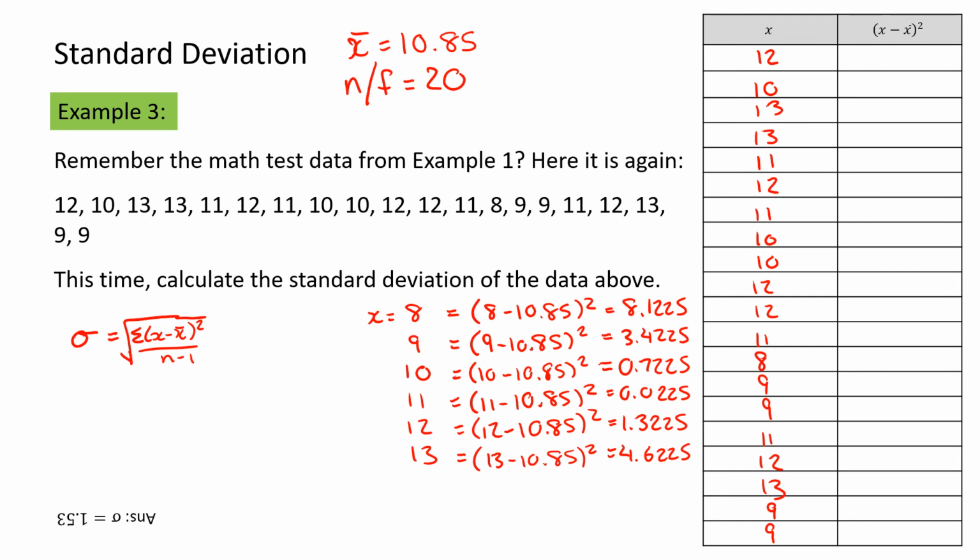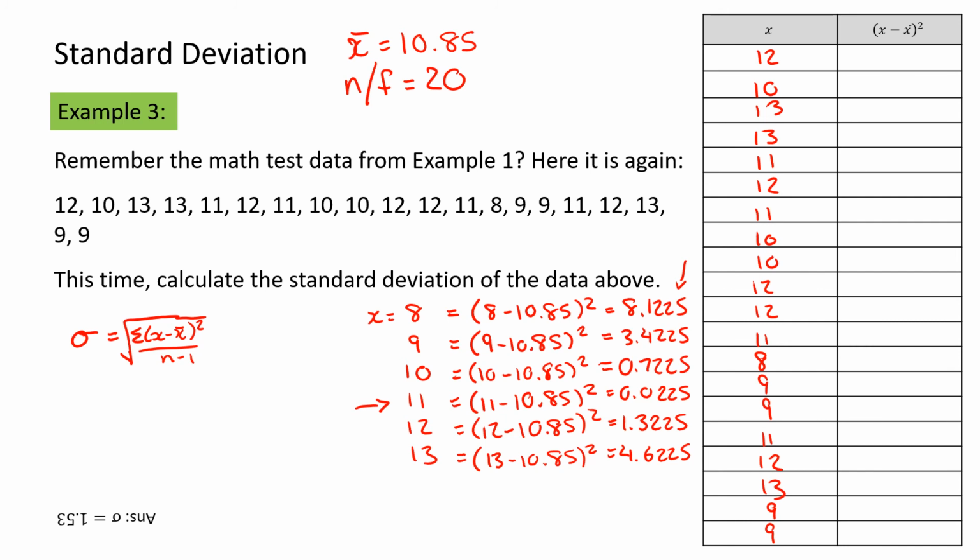So you can see that the numbers that are farther away from the mean, okay, so 8 is almost 3 away from the mean because the mean is 10.85. So the number here is much larger. For values closer to the mean, like 11 minus 10.85 is only 0.15. So the value here for x minus x bar is very small.